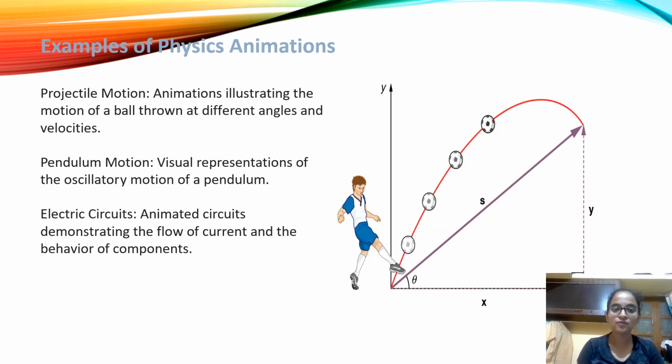So examples of physics animations are like projectile motion. Animation illustrating the motion of a ball thrown at different angles and velocities. Whereas in pendulum motion, as we saw in the previous slide, a visual representation of the oscillatory motion of a pendulum. And electric circuits, animated circuits demonstrating the flow of current and the behavior of the components.